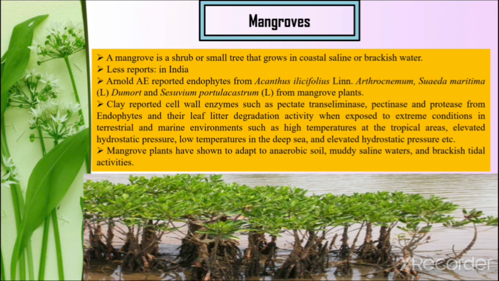Now see, this is one of the important sources for the isolation of endophytes, which may be endophytic bacteria or endophytic fungi. As far as the reports are concerned, there are very few reports from India. So one should go for the mangroves for the isolation of endophytic fungi or bacteria.